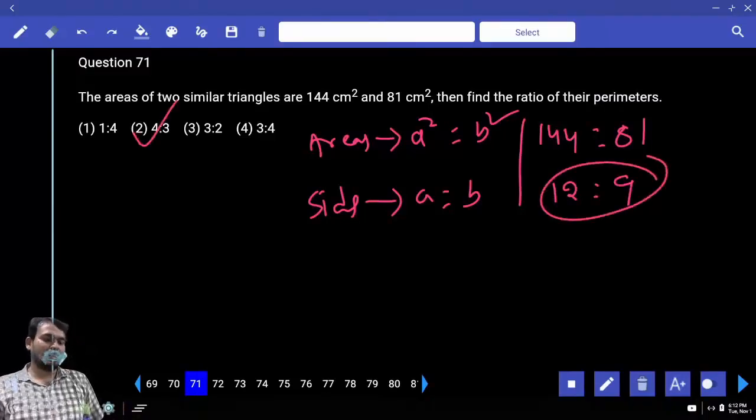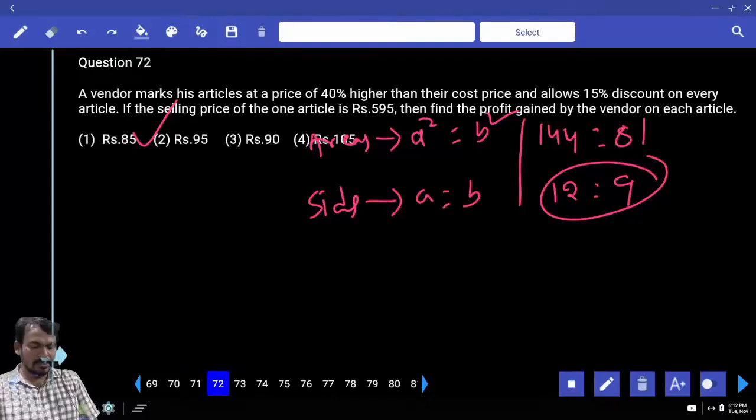In similar triangles, if areas are a square is to b square, the sides must be a is to b. Or if sides are a is to b, the areas are a square is to b square. Next question number 72.